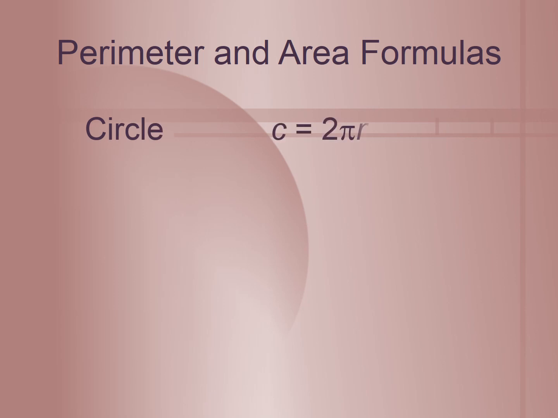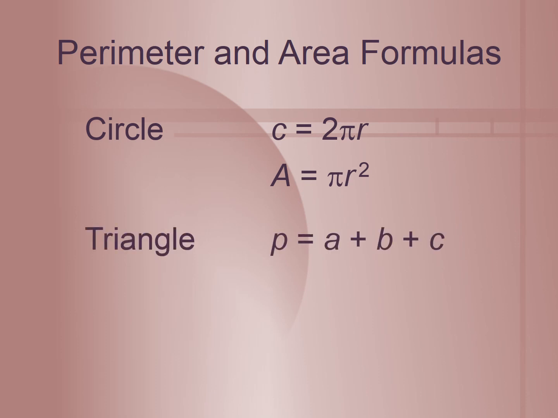Then we have circle. The circumference, which is the perimeter of a circle, is 2 pi r. And the area of a circle is pi r squared. Remember, r stands for radius, which is half of the diameter, or half of the circle. Then we have triangle. The perimeter of a triangle is all 3 sides added together, a plus b plus c. The area of a triangle is 1/2 the base times the height.